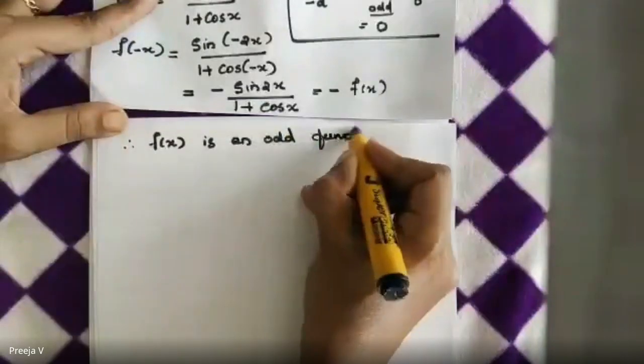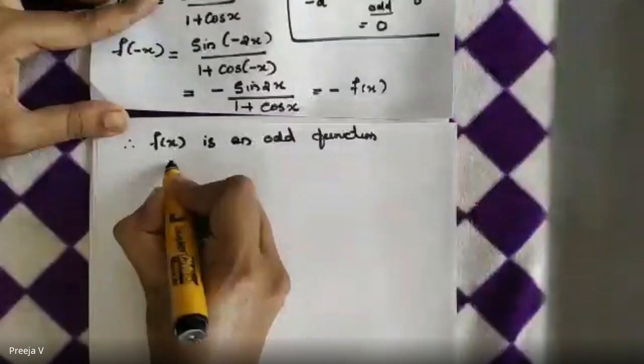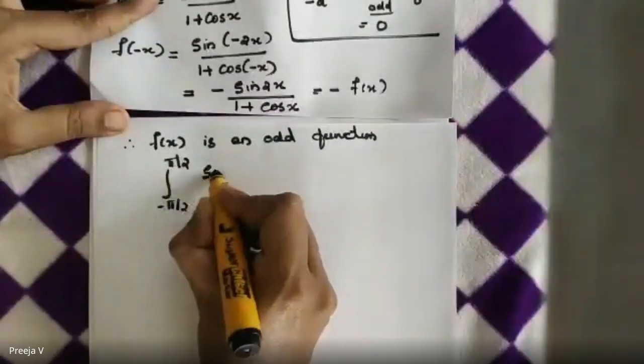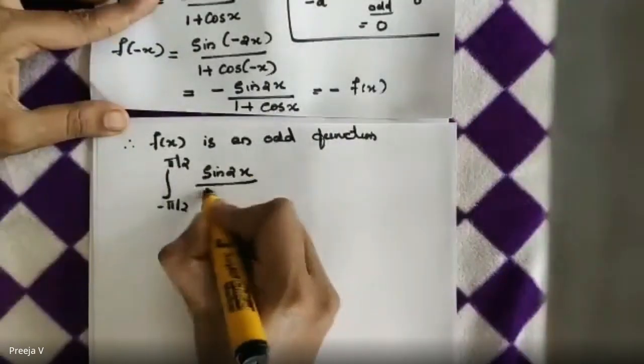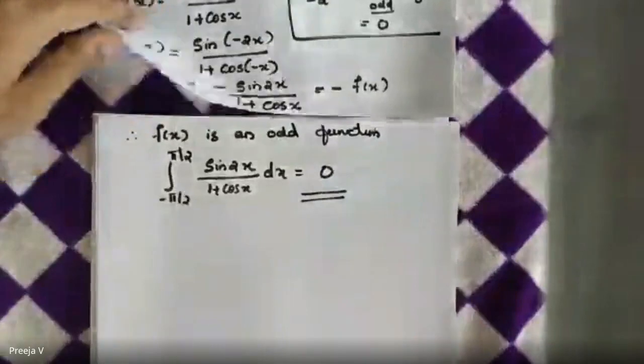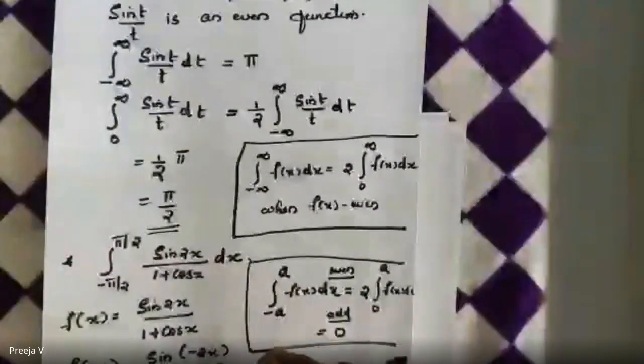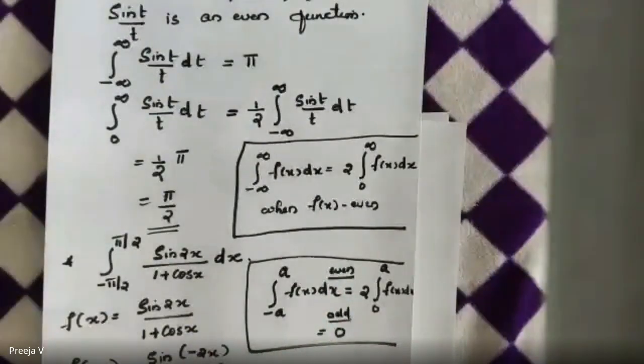So by the property of integrals, what is the integral from minus pi by 2 to pi by 2 of sin 2x by 1 plus cos x dx? It is 0. If the limits are in the form -a to a, check whether the given function is an odd function or an even function, and apply this property.